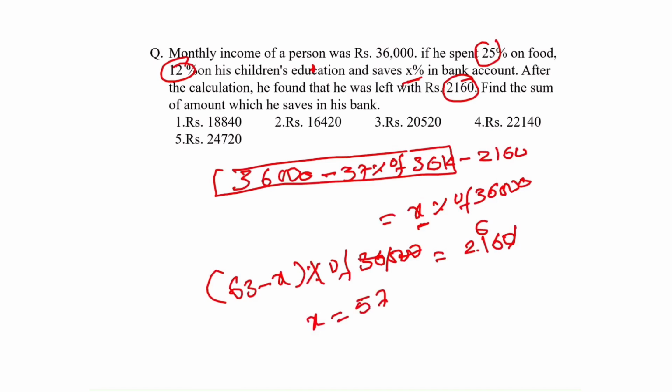57%. We need to calculate 57% of 36,000. So percent, 2 zeros cancel, 57 times 360, which gives 20,520. Therefore, our answer is 20,520. The third option is the correct answer.